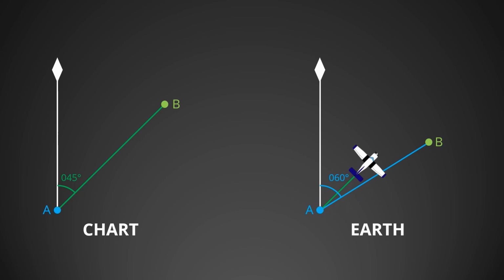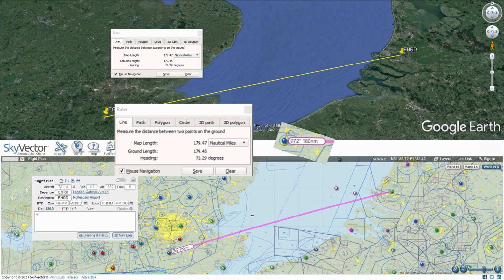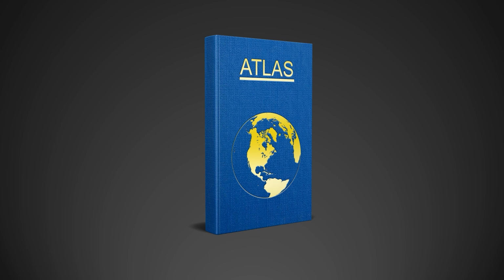On the screen is the comparison between Google Earth, which represents the globe, and the skyvector.com chart, which represents aviation charts. As you can see, both charts have the same track reading. However, not all maps or charts are conformal. Most of the maps in an atlas are not conformal. They are mainly used for other applications and are essentially useless for navigation.